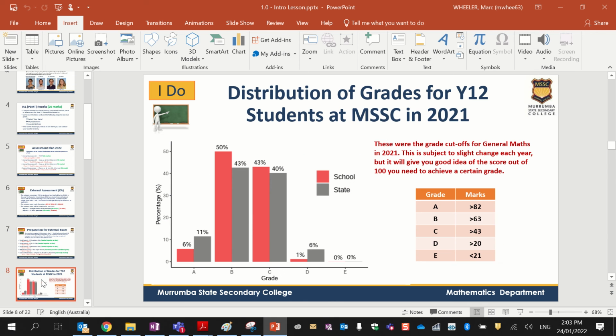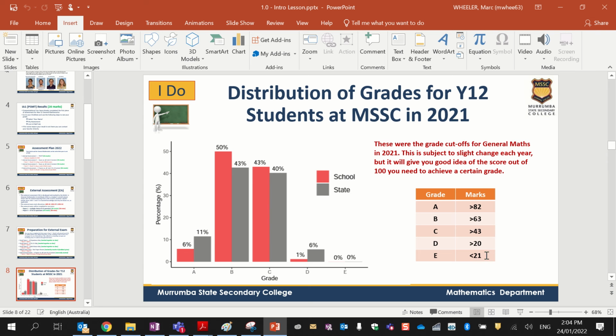Okay, I thought this was interesting. These were the grades for Year 12 General Maths students at Marumba last year. So the students that graduated last year. Just so you can see, 6% of our kids got an A, which is compared to the state average of 11, which isn't as good, but we do have more Bs and more Cs, and much less Ds. So pretty good results. Hopefully we can move more up into the A category this year, okay, and just to give you an idea, here is the grade cutoffs.